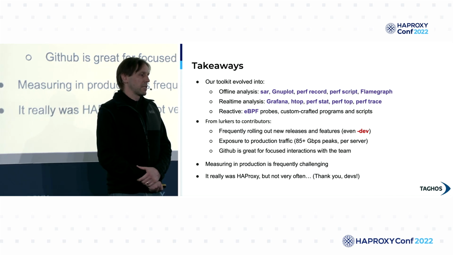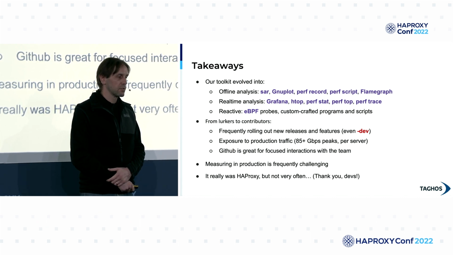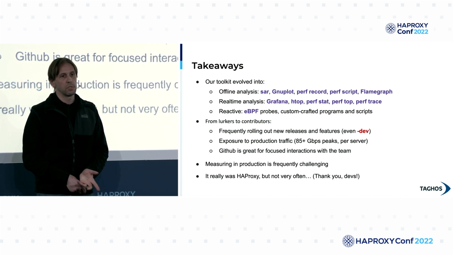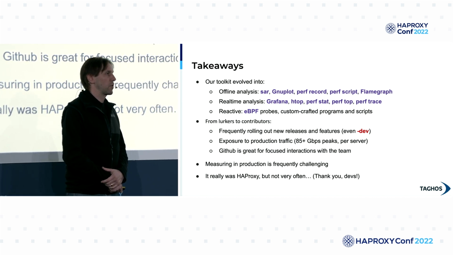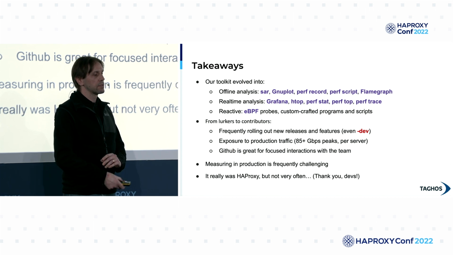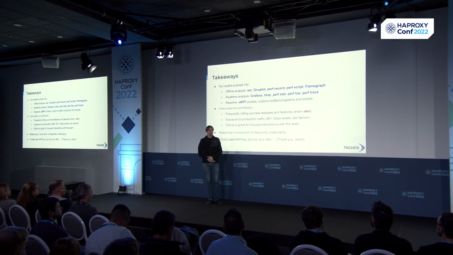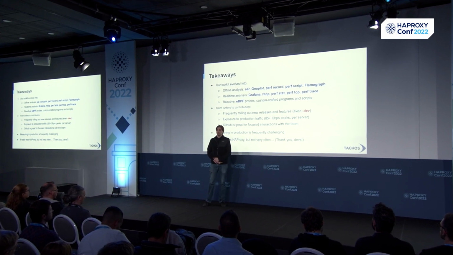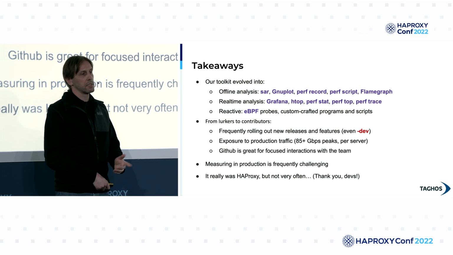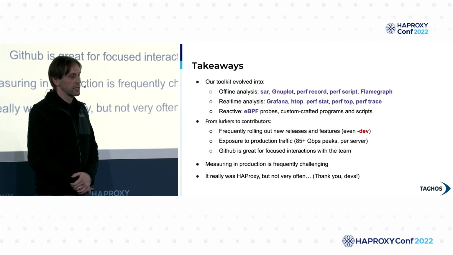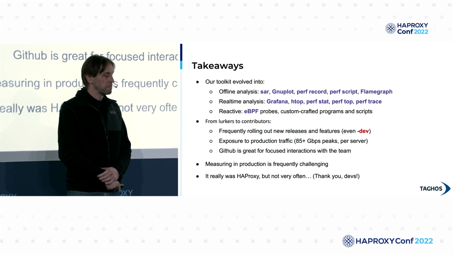We believe that we evolved from lurkers on the mailing list into active contributors, mostly through GitHub. We are frequently rolling out new releases, testing out features. We even roll out dev releases sometimes. We expose HAProxy to whatever we have. So if the server peaks at 85 gigabits per second, that's HAProxy. And of course, we use it everywhere.